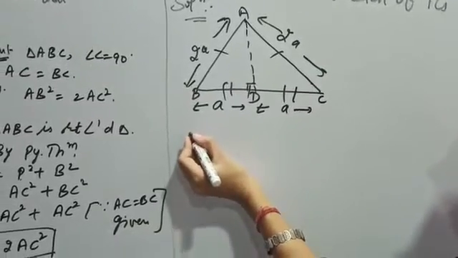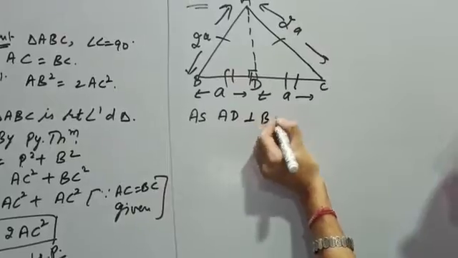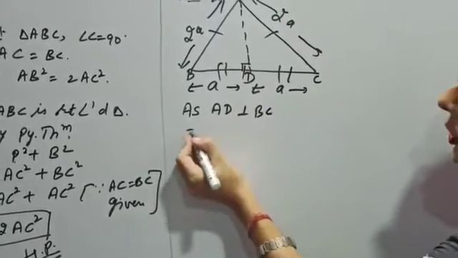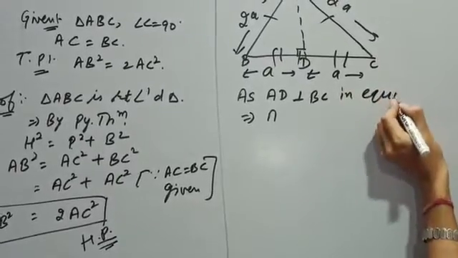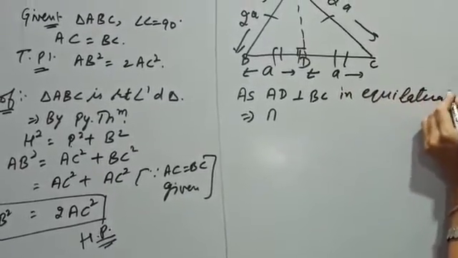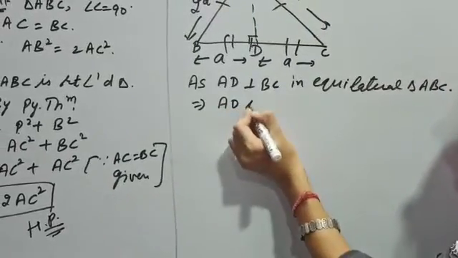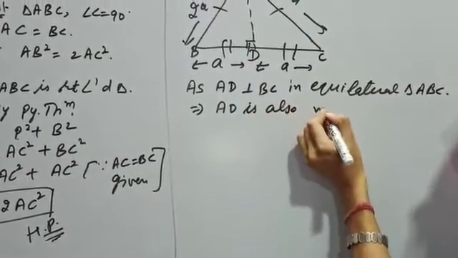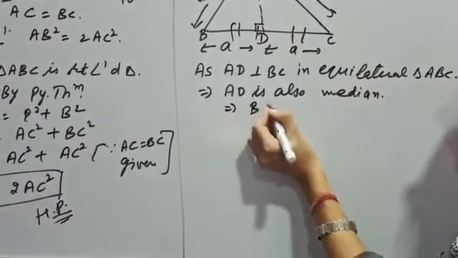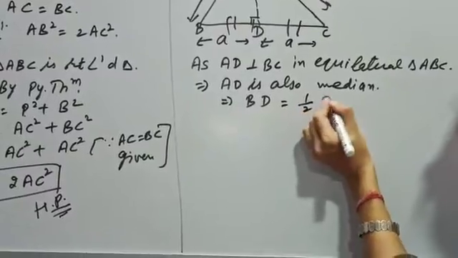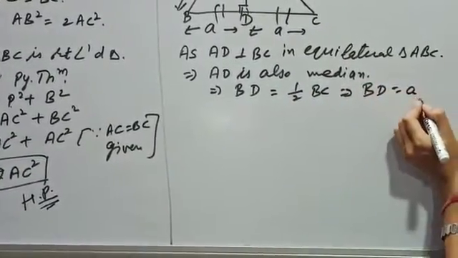Here we will write AD is perpendicular on BC, or we can say altitude. So this implies in the symmetrical triangle ABC, AD is also the median. So we can write here BD is equal to half of BC, which is equal to A. So BD is equal to only A. Okay.